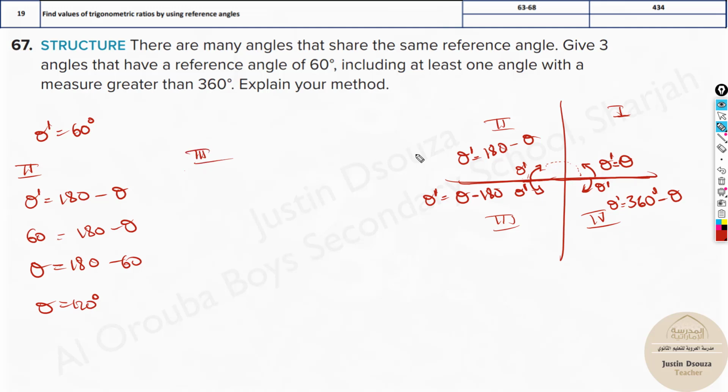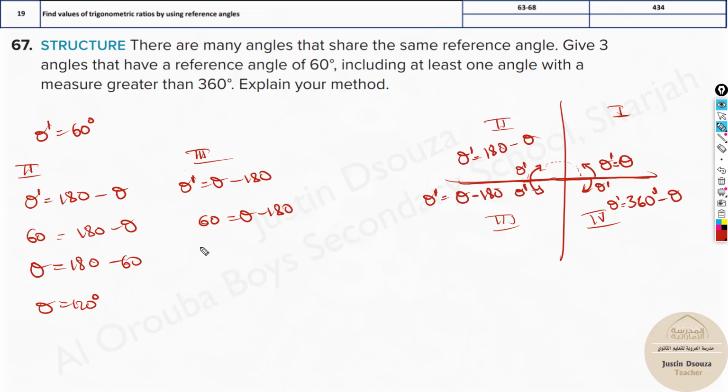Now for the third quadrant, let's do for all quadrants. They have just asked three angles. So you can do two quadrants and one more is 360. That is very easy. But let's do all four quadrants first. Now the first quadrant, it is 60 itself. Next one, over here we found 120. Now the third formula, let's write it. Theta dash is equal to theta minus 180 degrees. Now what is theta dash given? It's 60 is equal to theta minus 180.